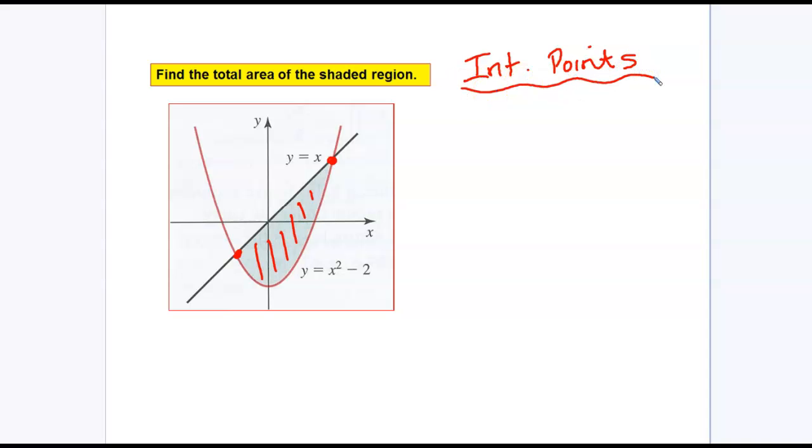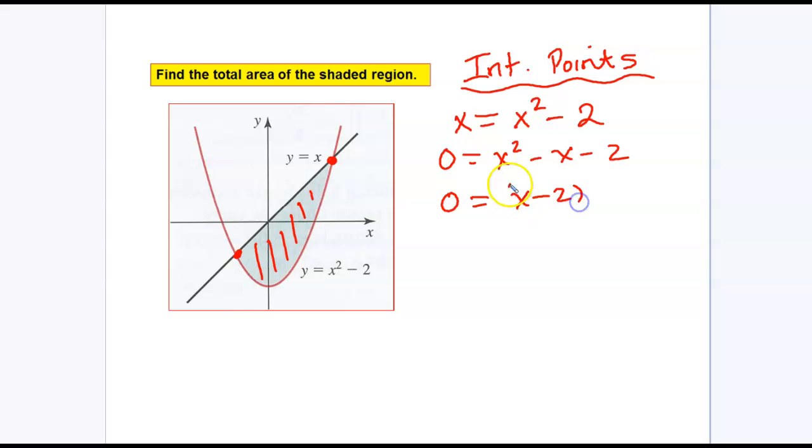So to do that, I'm going to set these two functions equal to each other because I have y equals x and y equals x squared minus 2. Therefore, x must equal x squared minus 2. I set this equal to 0 and factor. Solving each of these, either x minus 2 equals 0, so x is 2, or x plus 1 equals 0, so x is negative 1. So this point is at negative 1, this one is at 2.